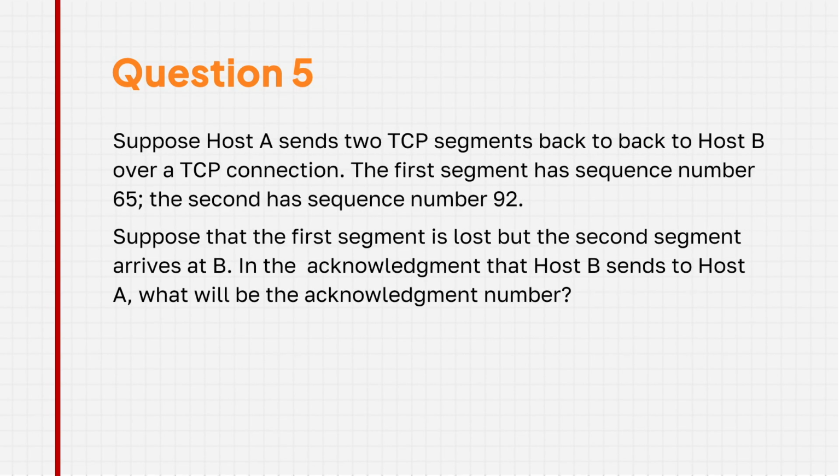Okay, now the fun part. Suppose that the first segment is lost, but the second segment arrives at B. In the acknowledgement that host B sends to host A, what is the ACK number?